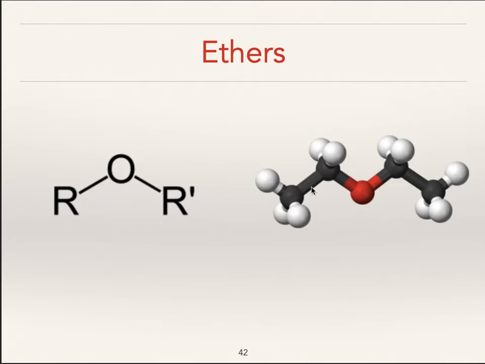You can see the R group on the left side has 2 carbons. That makes it an ethyl. The R prime group on the opposite side, in this case, also happens to be an ethyl. So it has a nice symmetry to it. But this is an ether. Again, the groups on the right and the left side don't have to be the same.